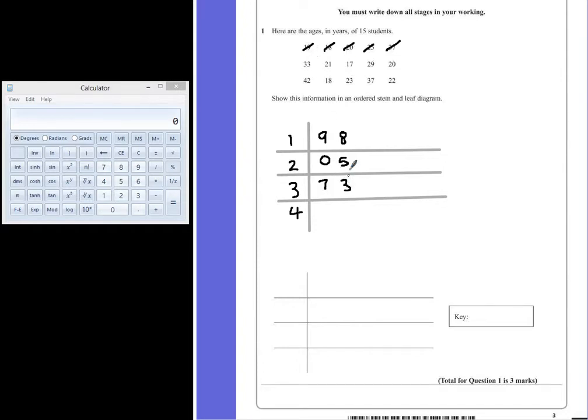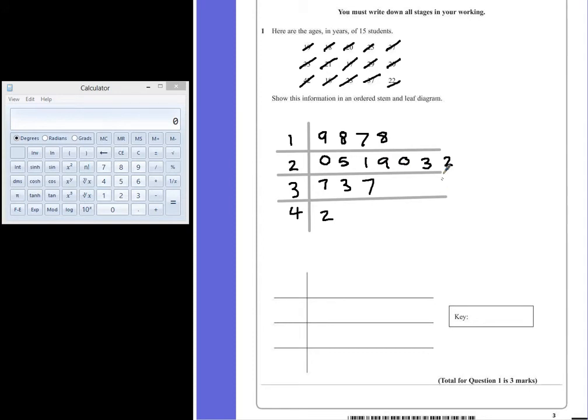33, 21, 17, 29, 20, 42, 18, 23, 37 and 22. Just to double check that I've got all the numbers, I should have 15 values for the 15 students. 1, 2, 3, 4, 5, 6, 7, 8, 9, 10, 11, 12, 13, 14, 15.